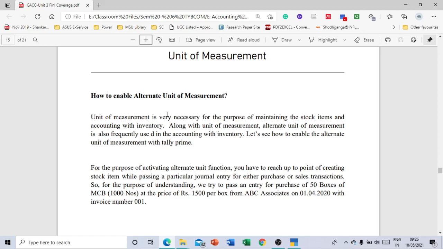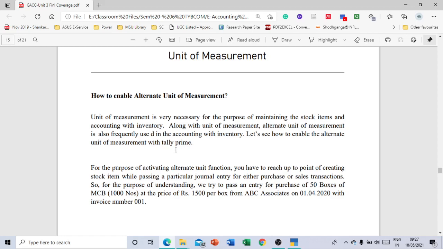You can see the title given here on the screen: how to enable an alternate unit of measurement. So it is not just a unit of measurement, but it has an addition, that is, alternate unit of measurement. So we know how to activate the unit of measurement and how to use it for any journal entry when we are doing accounting with inventory. Now let's see how the functioning and facility of the alternate unit of measurement is going to be helpful to you for accounting with inventory.